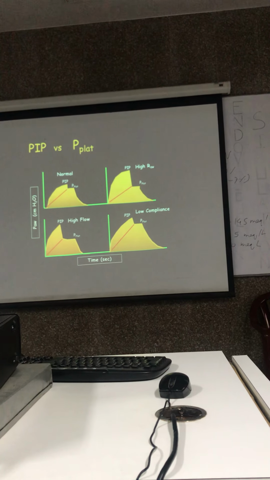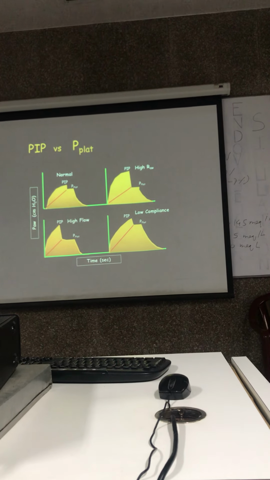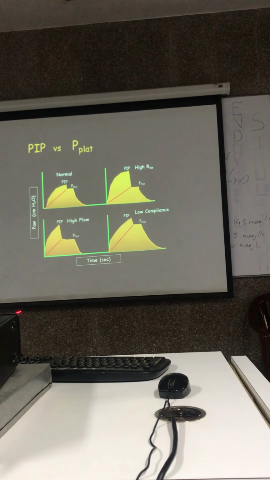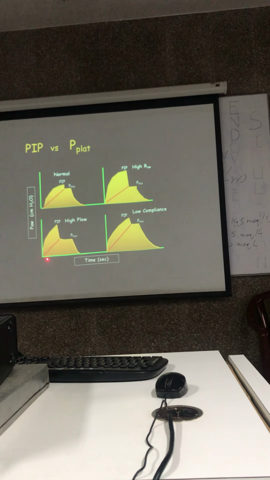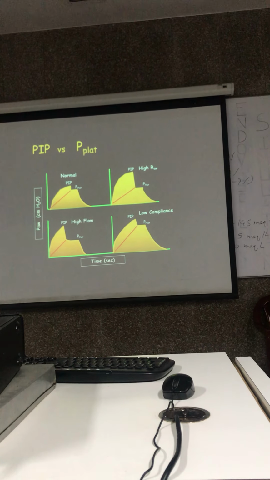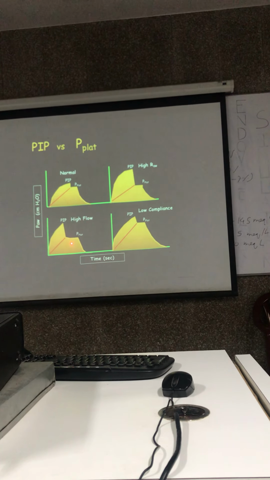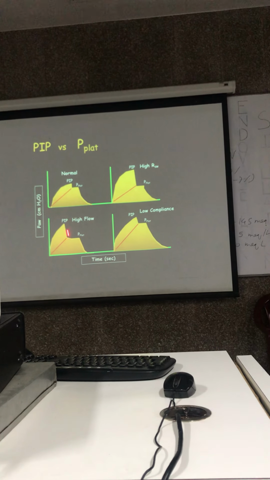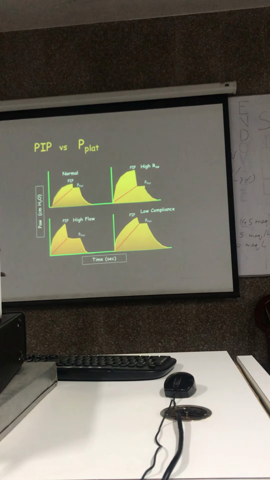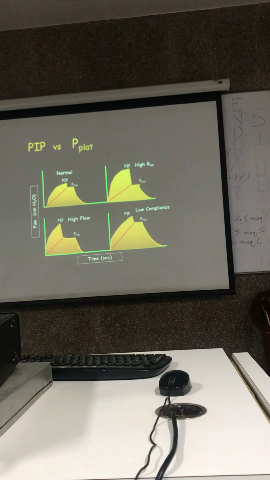This is a volume control mode. You wanted to get 500 ml of volume in say 2 seconds. You send it in 1 second. What's going to happen? It's going to go in that direction instead of going in that direction. So your pressures go up fast, and there is no alveolar problem. You will get a feeling that this is high airway obstruction, but this may effectively be due to increased flow with a normal airway.